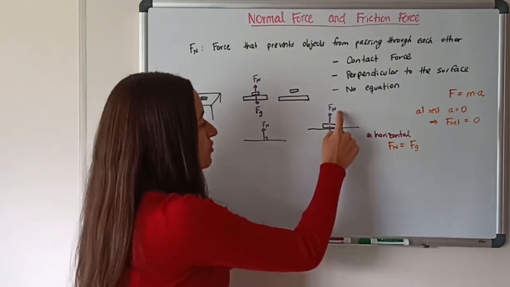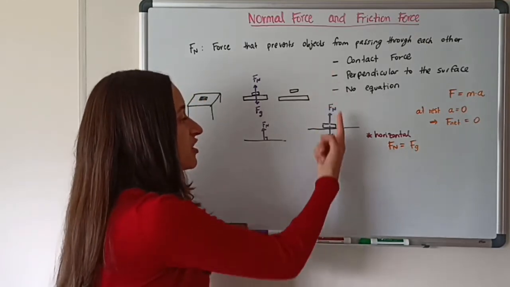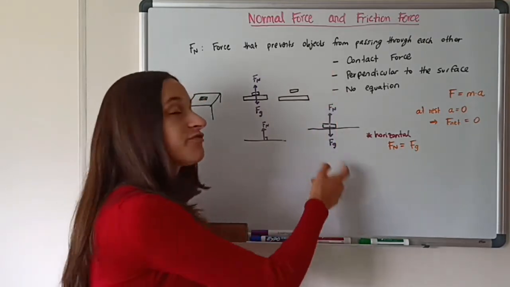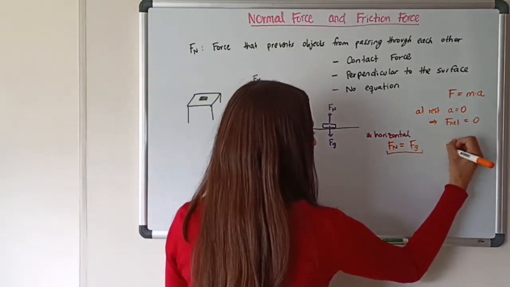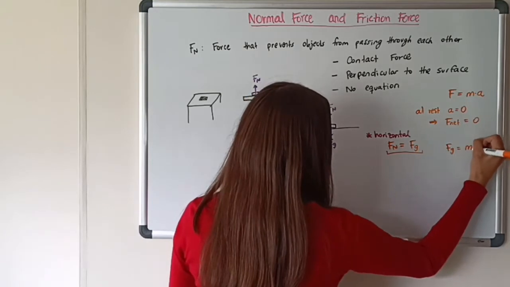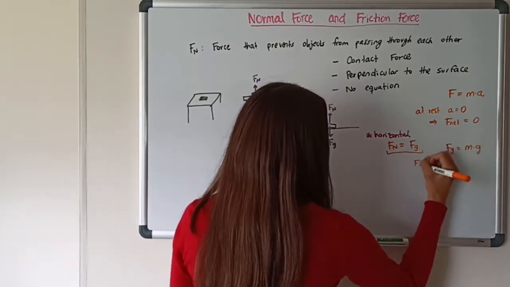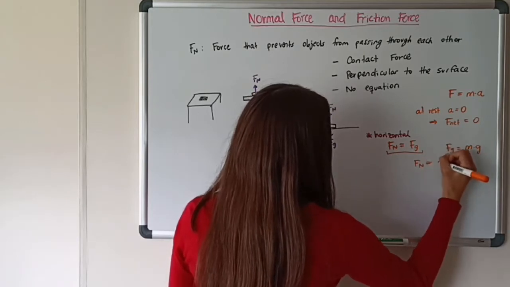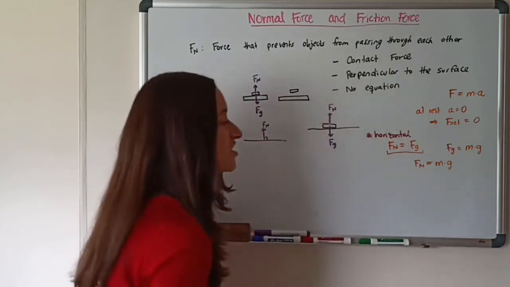If instead the normal force was bigger than the force of gravity, there would be a resultant force, or a net force, upwards, so the book would fly upwards. Here it helps to remember that the force of gravity was defined as mass times g, which is 9.8. So we can say that for horizontal surfaces, the normal force is also mass times g, mass times 9.8.